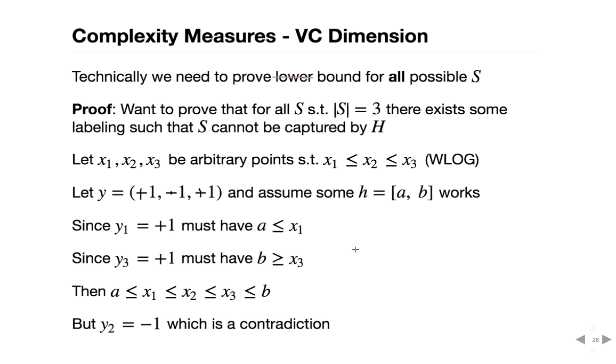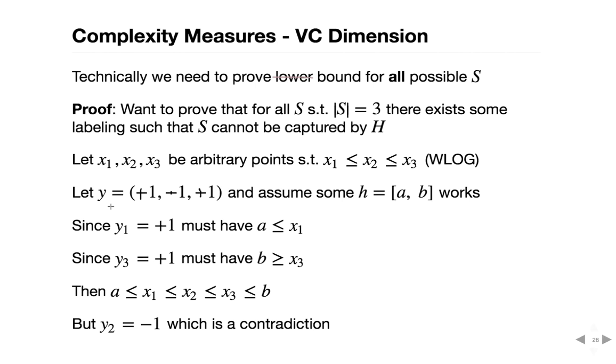Okay, so let's look at how you could actually prove this upper bound in a more rigorous way, where we show that the set can't possibly be shattered for any possible geometric configuration of S. So we want to do this for the interval case where the size of S is 3, so there's 3 points. I'm going to say let x1, x2, x3 be arbitrary points, and, without loss of generality, apply an ordering to them. So x1 ≤ x2 ≤ x3. And notice this equal means they could be sitting right on top of each other.